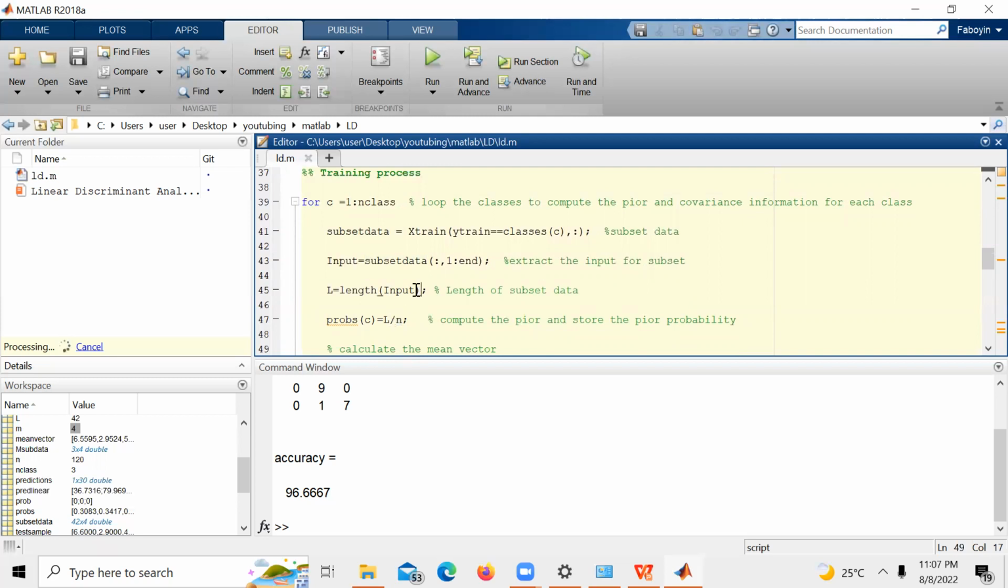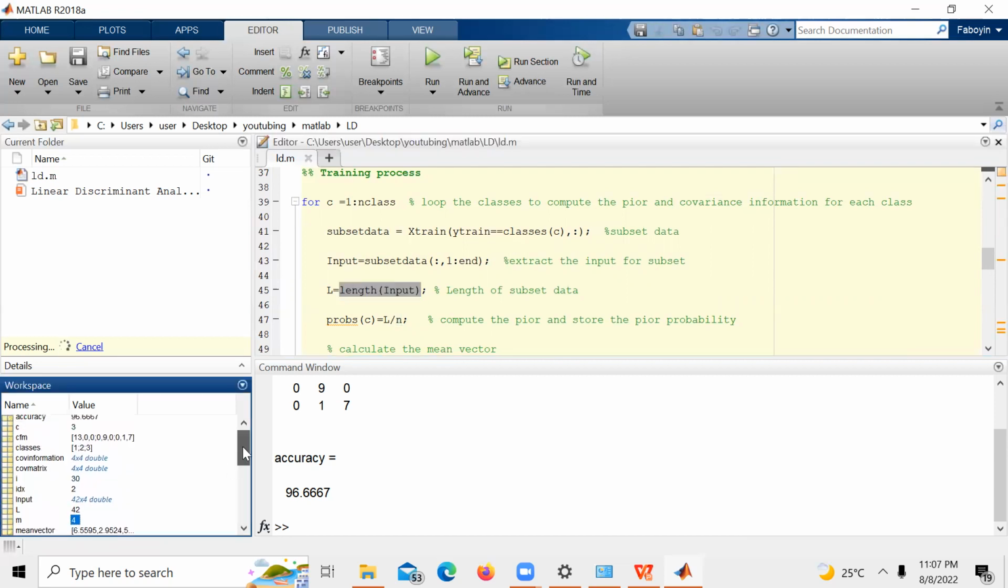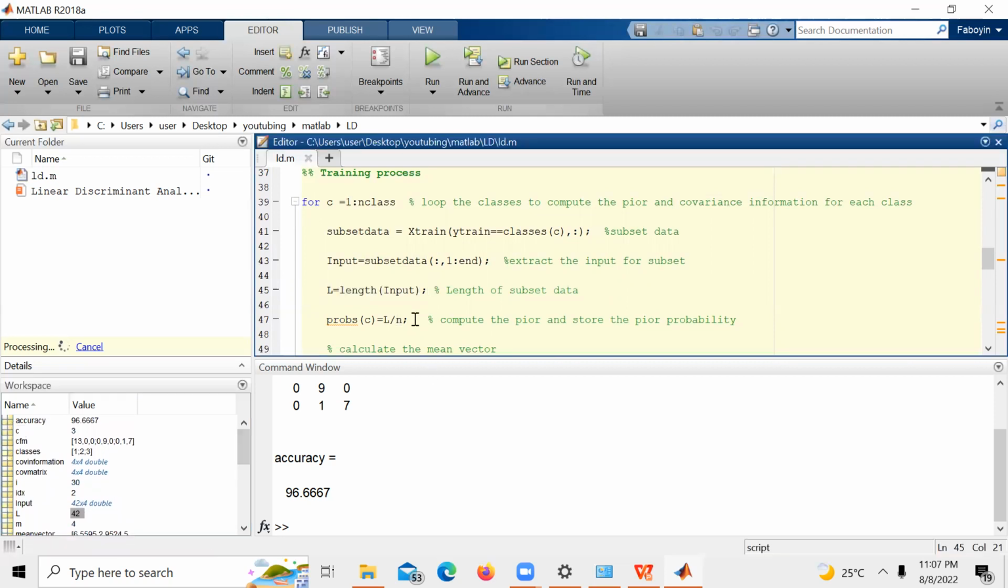Probability is just the total number of items in a particular class ID divided by the total number of records in the data set. So our n here is now 120. Then this one is the total number of records in that particular class. So you can see that the last value was 42. So this is 42 divided by 120. This is going to give us the prob for this particular class. So starting from 1, we get this up to the third one, which is n class.